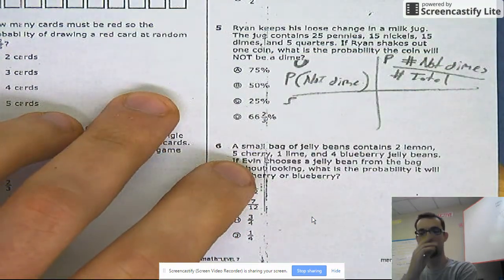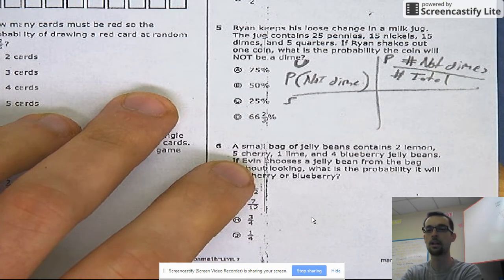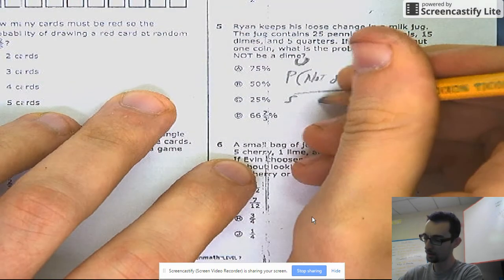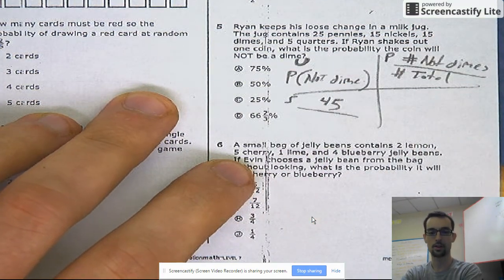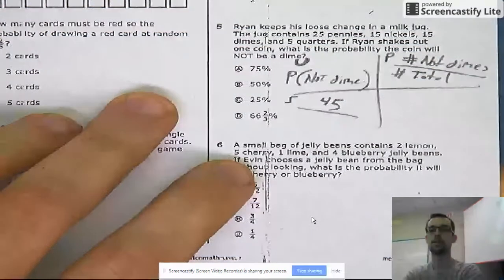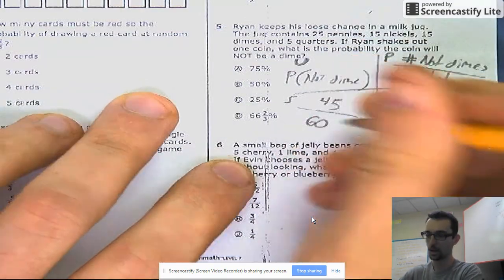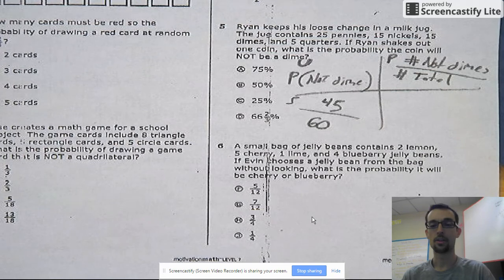Third step. I'm going to plug in. Let's see, how many things are not dimes? I have 25 pennies plus 15 nickels, that's 40, plus 5 quarters, that's 45. Anything else? No. So there's 45 things that are not dimes. My total number of coins is going to be, let's see, 25 plus 15. Actually, I just did everything besides the dimes. So 45 plus 15 is going to be the total. That's going to be 60. So out of my 60 coins, 45 of them are not dimes. So my answer is 45 over 60.